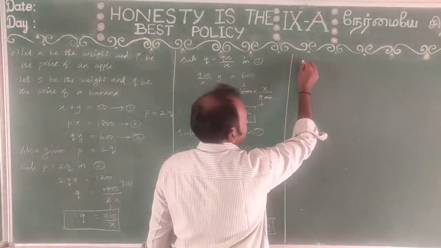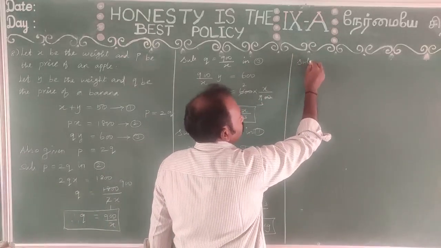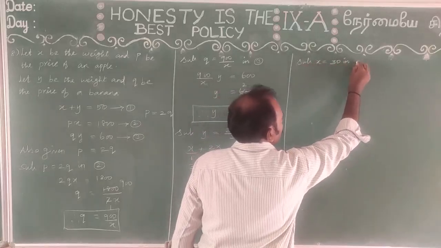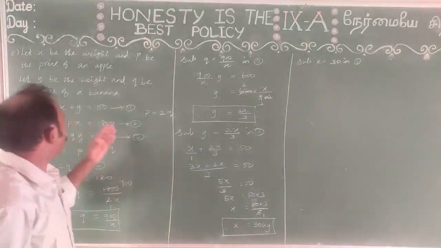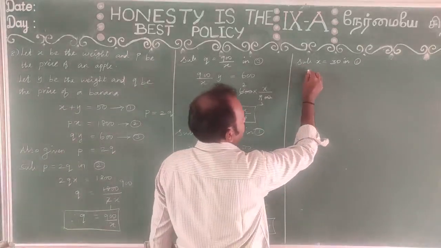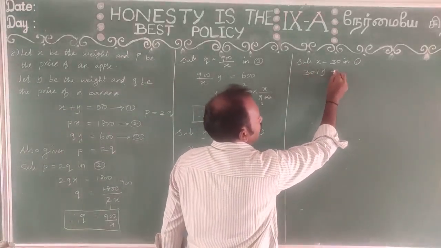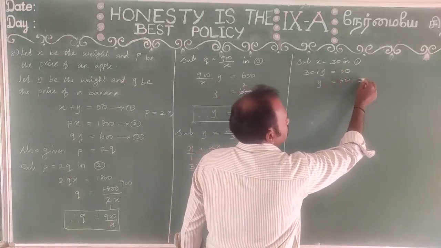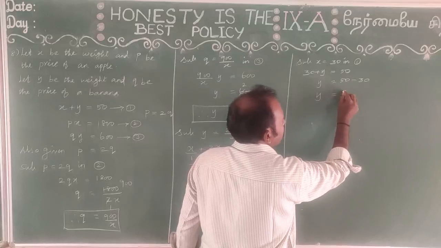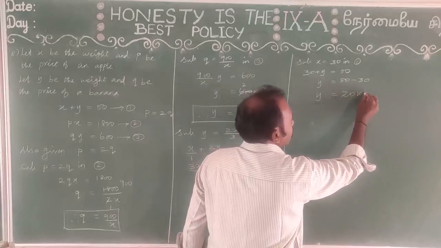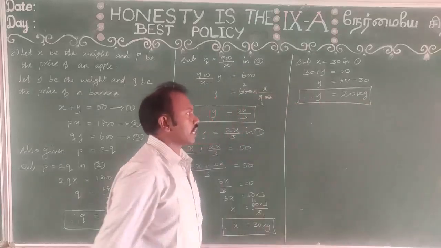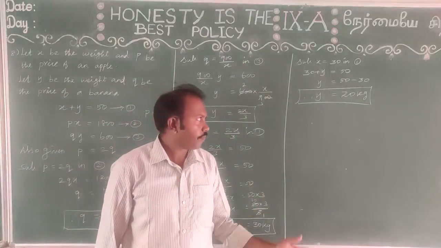Substituting x is equal to 30 in equation 1, then x plus y, 30 plus y is equal to 50. Then y is equal to 50 minus 30. We get y is equal to 20 kg. Therefore, Inia bought 20 kg of banana.